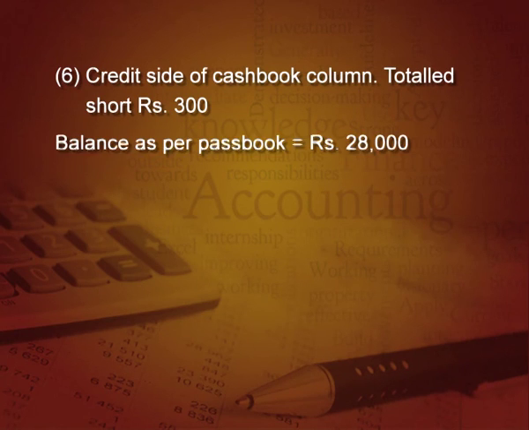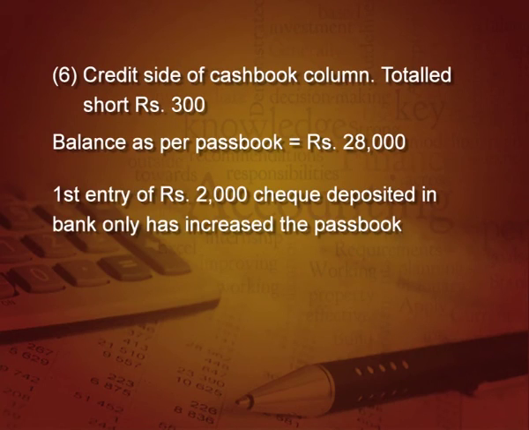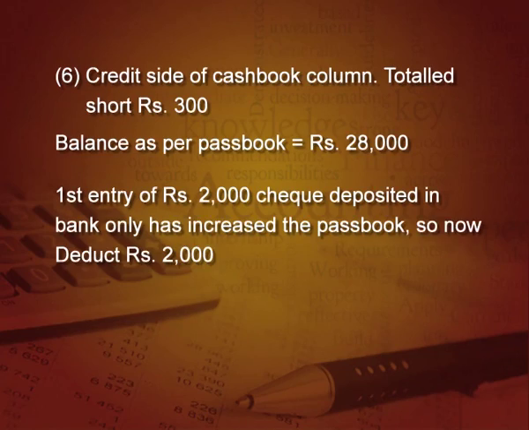Now, let us start and write the first line, balance as per passbook 28,000, and then first we will write add entries and then the less entries and arrive at the balance of other book, that is cash book. Now, the first entry of 2,000, which is check deposited in the bank, only has increased the passbook. So, now deduct it, because we have started with balance as per passbook, which is more, and if it is more, we will reduce it, deduct 2,000.